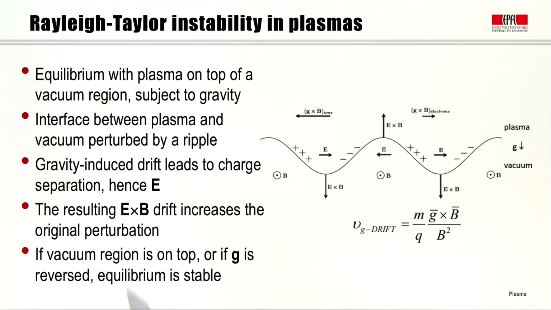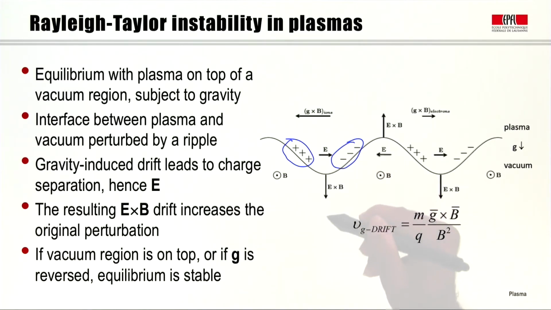A third example of instability is the Rayleigh-Taylor instability in plasmas. We consider an equilibrium with the plasma on top of a vacuum region, subject to gravity. The interface between the plasma and the vacuum is perturbed by a ripple. There is a drift that is induced by the gravity, and this drift leads to charge separation. Ions on one side, electrons on the other side. Charge separation leads to an electric field E, and the resulting E cross B drift increases the original perturbation.